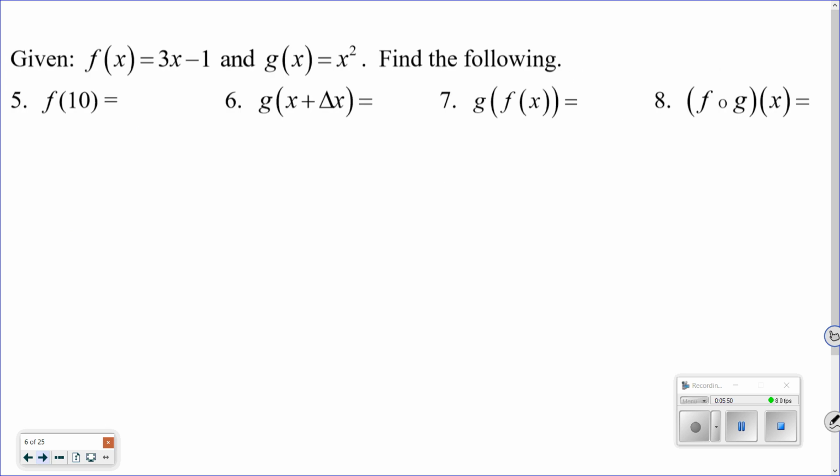Here's some function notation. You guys have done this a lot before, right? If I want to find f of 10, that just means to take what f is and plug 10 in for x. I'd go 3 times 10 minus 1. So f of 10 is equal to what, 29?